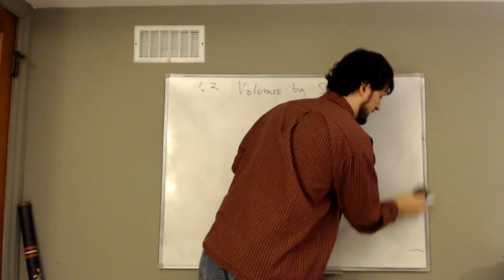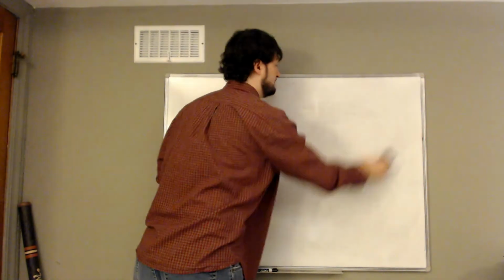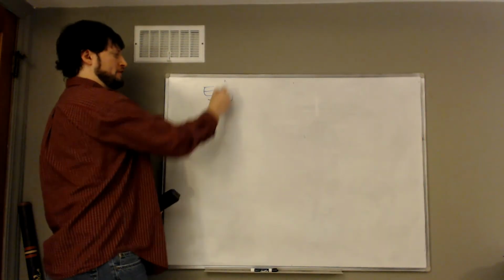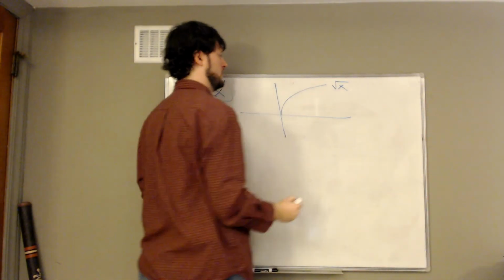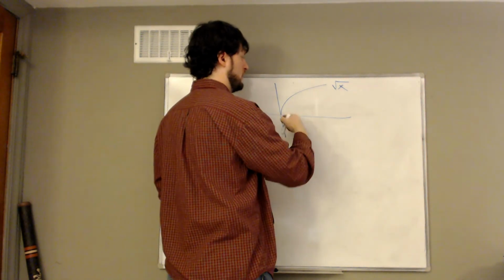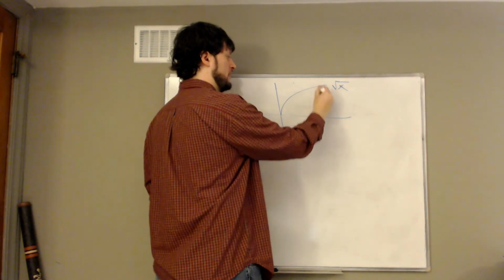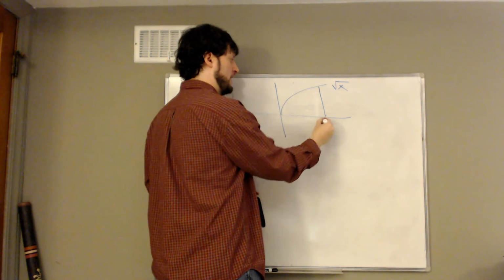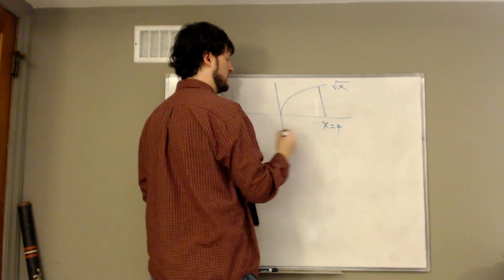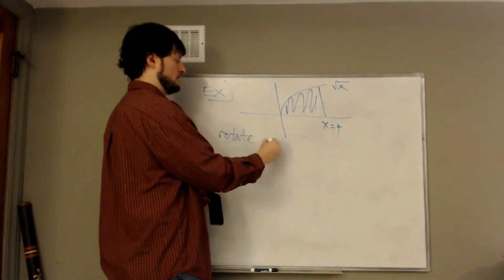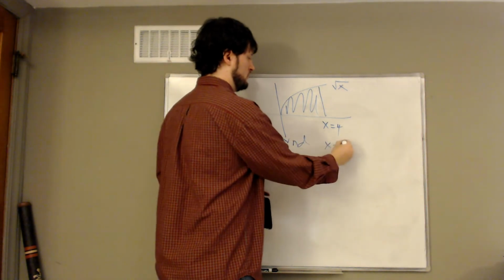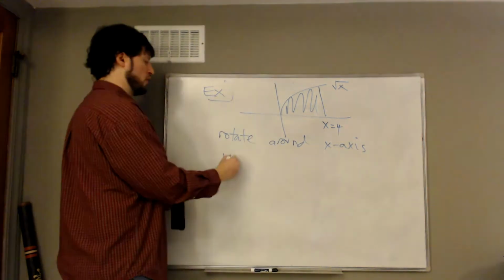So let's look at that in a different example. We don't have to go through that whole process every single time. I could just say something more like this. What if I have the function square root of x, and I want to take the region bounded by the square root of x, the x-axis, the y-axis, and x equals 4. I want to rotate this region around the x-axis. And what's the volume?